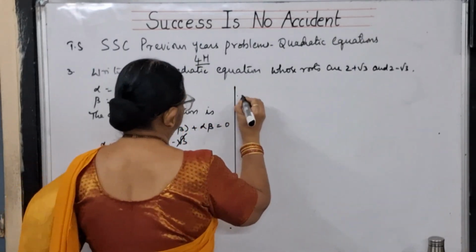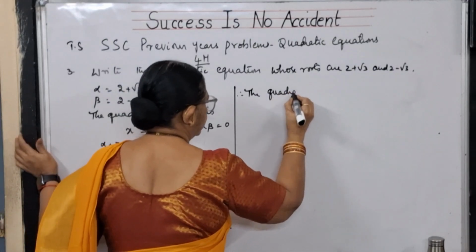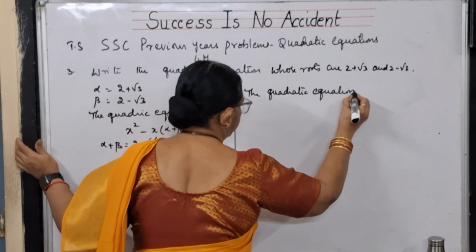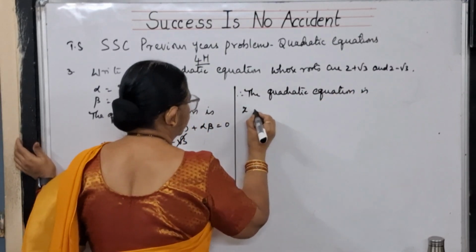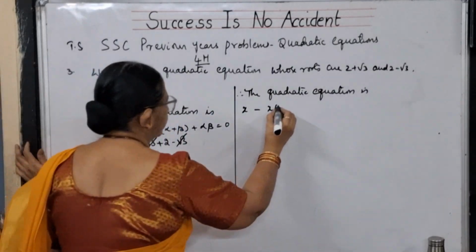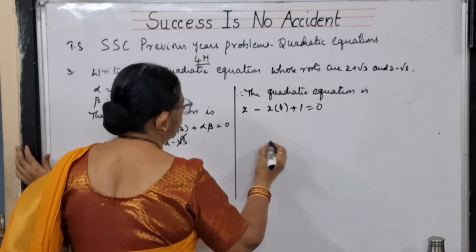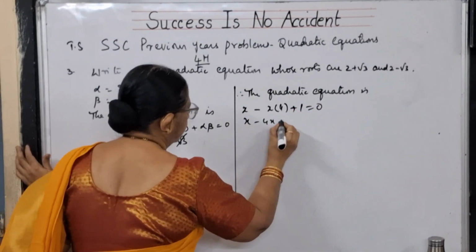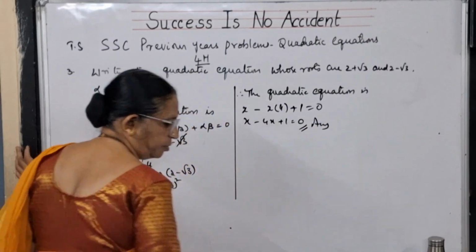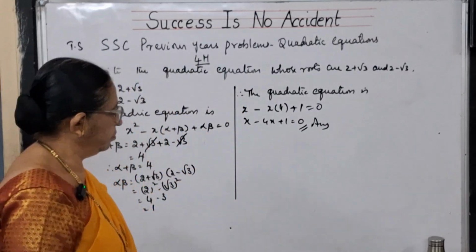So therefore the quadratic equation is x square minus x into alpha plus beta, we got 4, plus alpha beta is 1 is equal to 0. That is x square minus 4x plus 1 is equal to 0. This is the answer, children. So go through it. Write down.